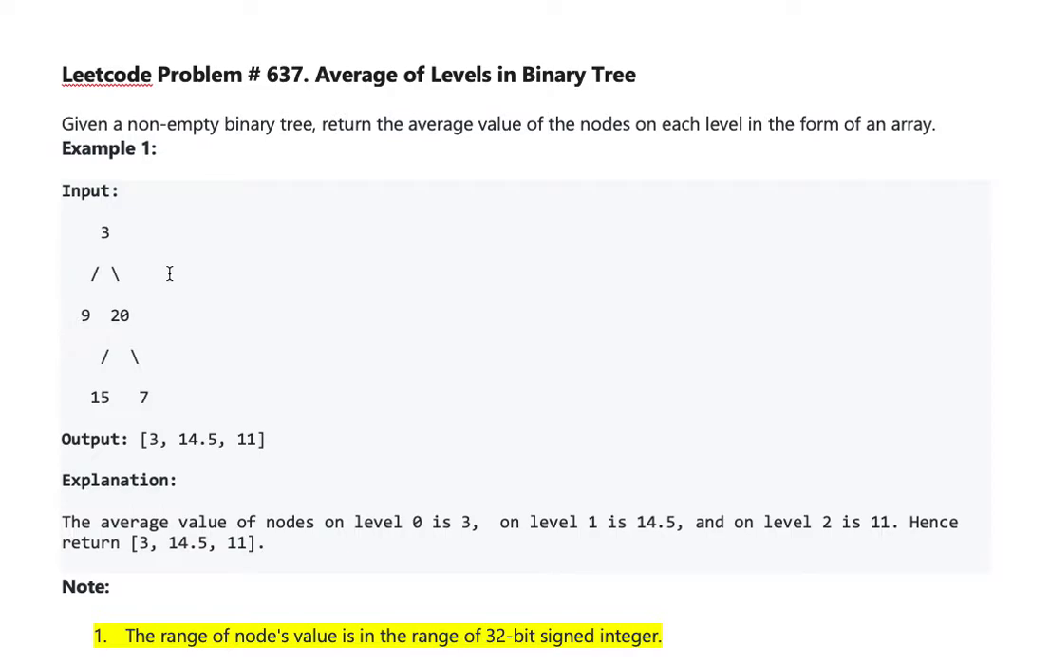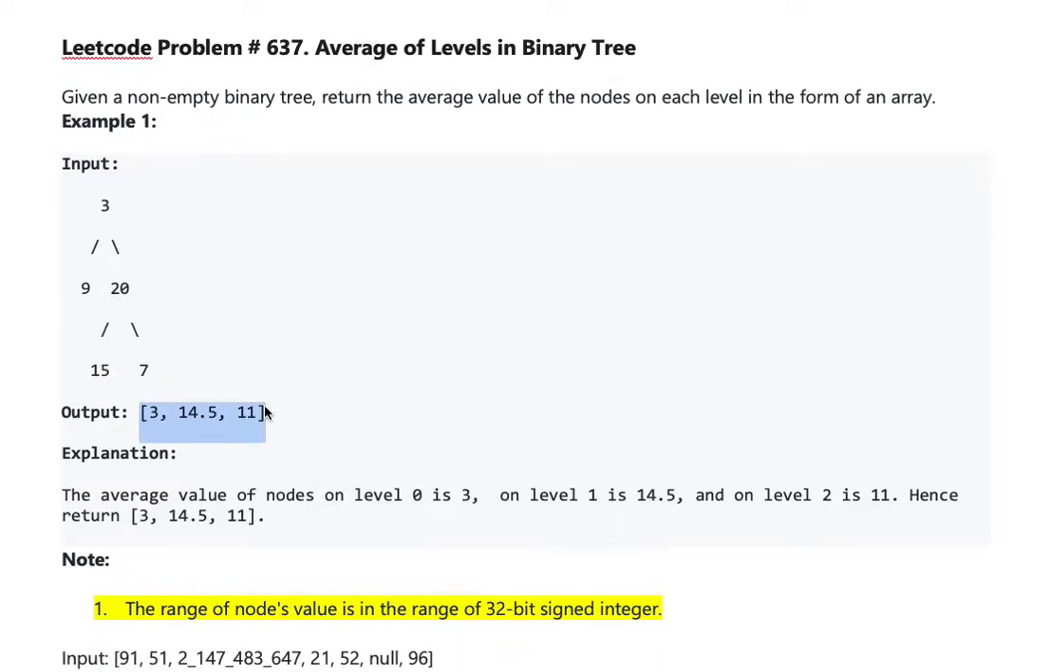So here's an example wherein your input is a binary tree like this. It has 3 as the root node, has 9 and 20 at level 1, and then 15 and 7 at level 2. So the average of the nodes at the root level is 3, since there is just one root node. Then we have two nodes at level 1, so their average is 9 plus 20 by 2, which is 14.5. And then at the second level we have 15 and 7, whose average is 11. So this needs to be returned as the output.